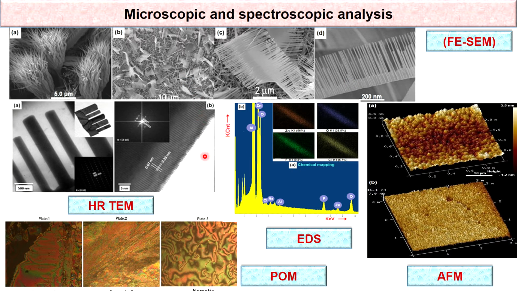Here shows the microscopic and spectroscopic analysis of the zinc oxide nanomaterial dispersed in liquid crystal. These are the FESEM images, and the shape and size of the synthesized zinc oxide nanomaterial are examined through this FESEM. And here you can see the images at various magnification levels. This shows that the zinc oxide is obtained in the form of a flower-shaped morphology, and they are densely grown over the entire substrate surface.